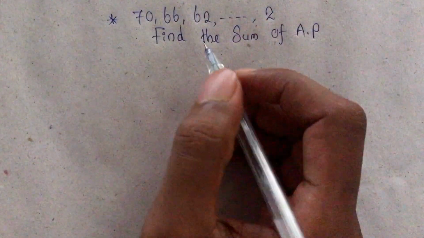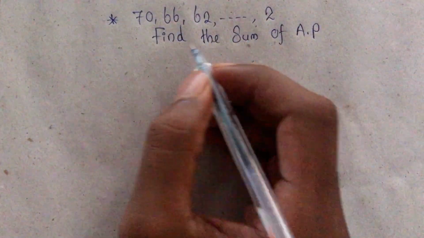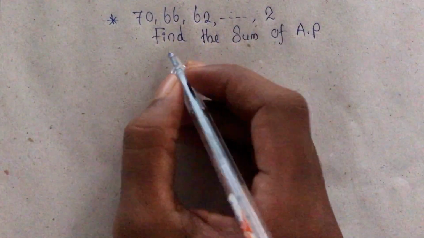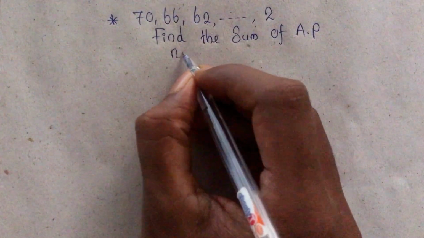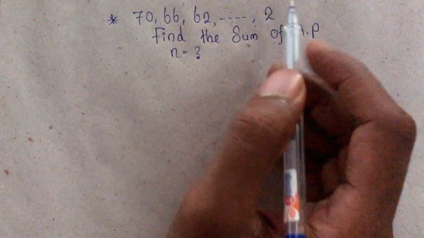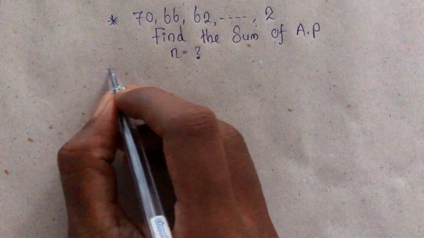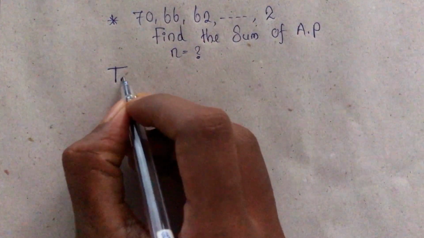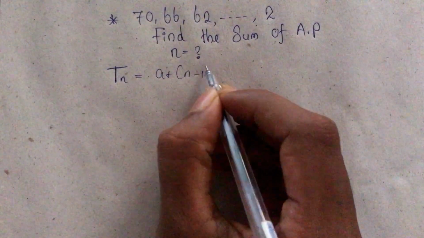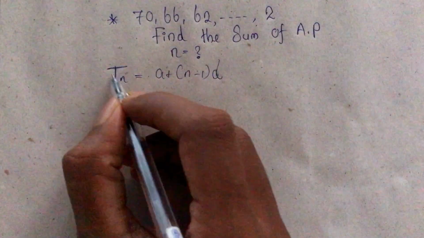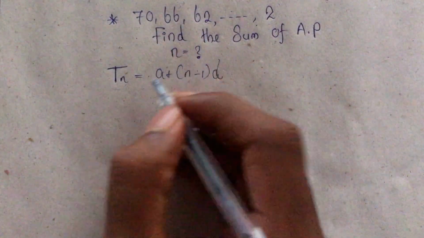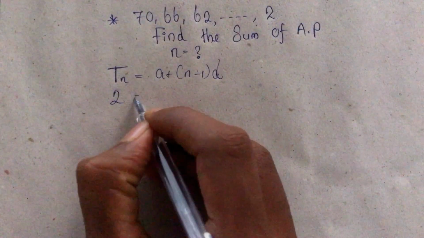Let's check another type of case. In this case, a progression is given like this, but we don't know how many terms there are. We don't know n. So the first thing is we need to find how many terms there are in this arithmetic progression. Then we can use the Tn formula to find the number of terms.